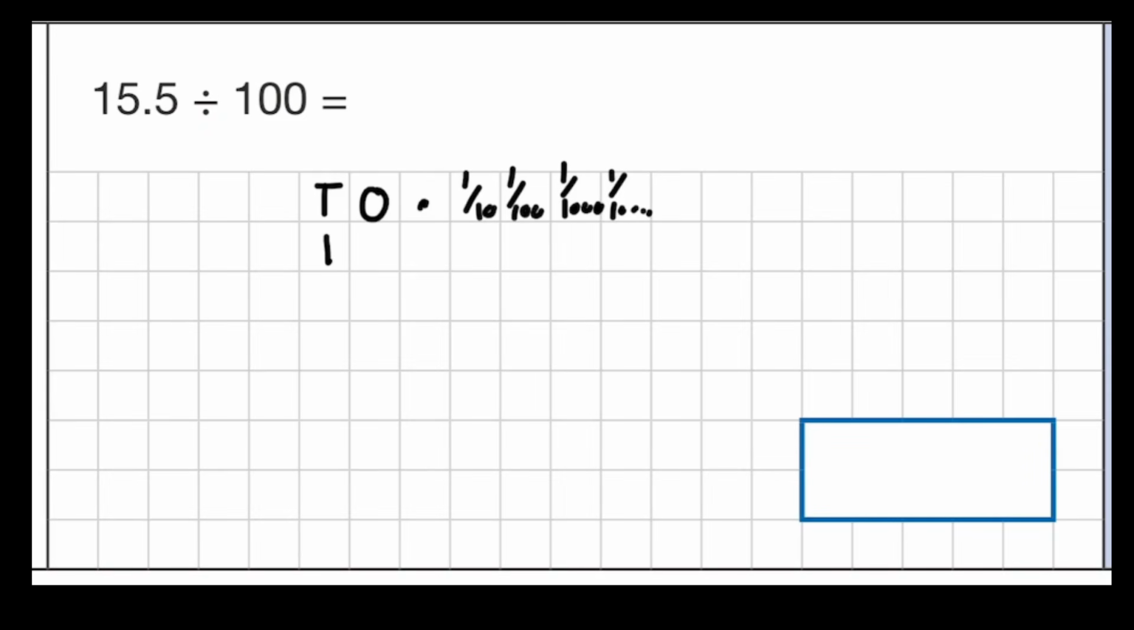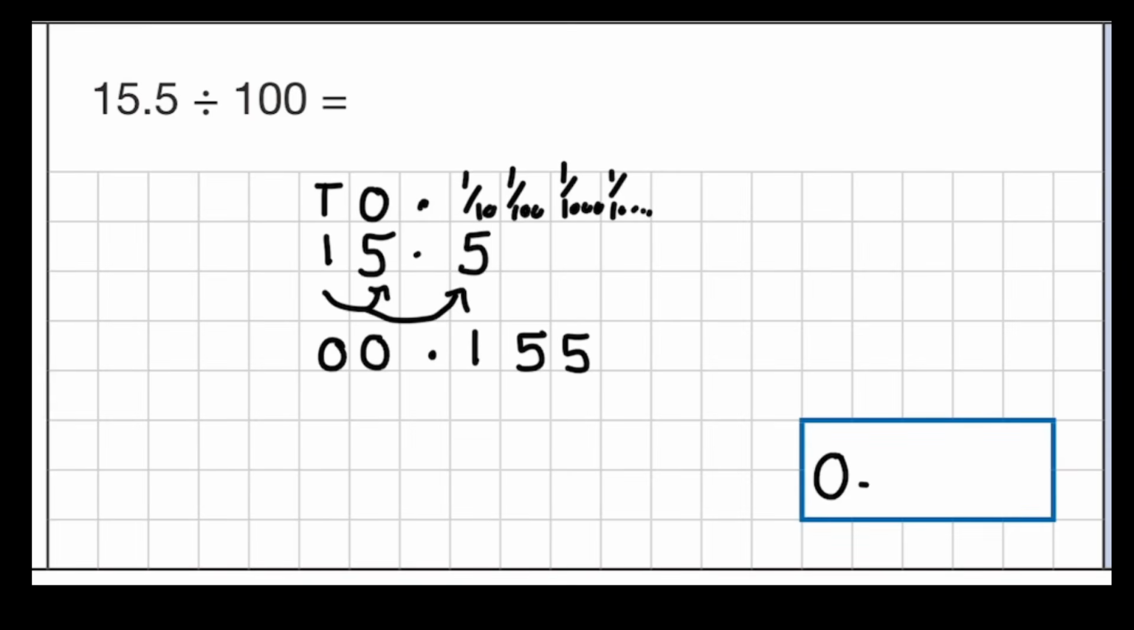$15.5 has 1 10, 5 ones, the decimal point, and 5 tenths. When we divide, we move to the right. So when we divide by 100, each digit moves 2 places to the right. So the 10 will move 2 places to the right to become a tenth. So 15.5 will become 0.155. You only need to put 1 0 before the decimal place.